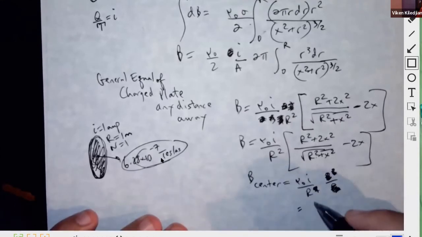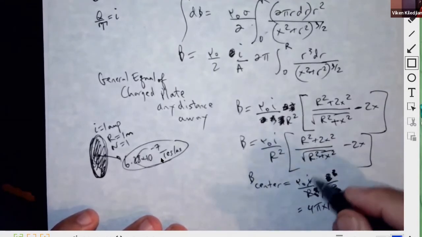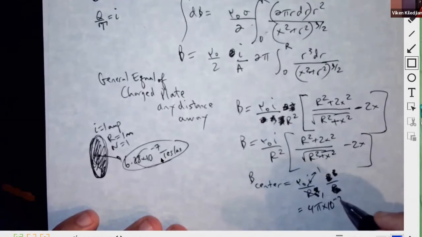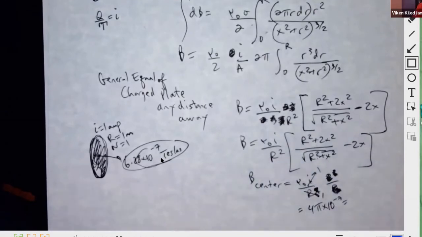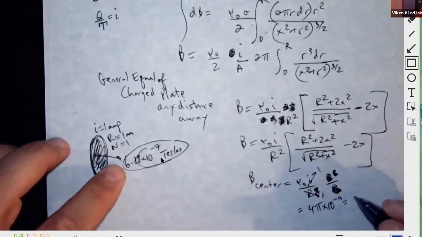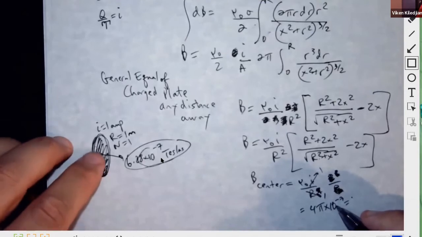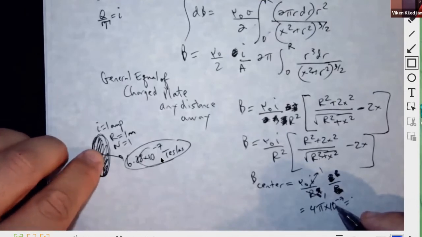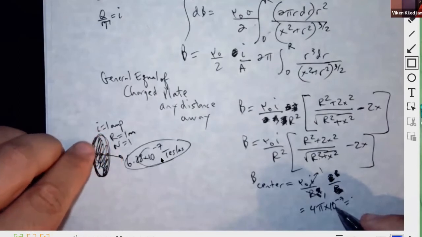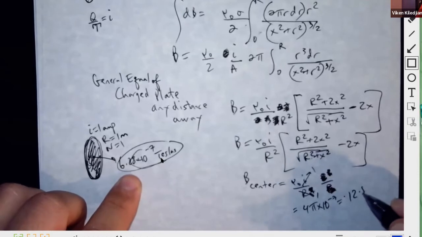Okay, so this is 1 meter, and this is 1 amp too, so it's 4 pi times 10 to the minus 7. And this one was 2 pi times 10 to the minus 7. Oh, okay. So this is twice as strong. If it's a complete plate, the field there is twice as strong as if all the current is at the edge. You see that? So it would be twice as strong as that, 12.56 times 10 to the minus 7.